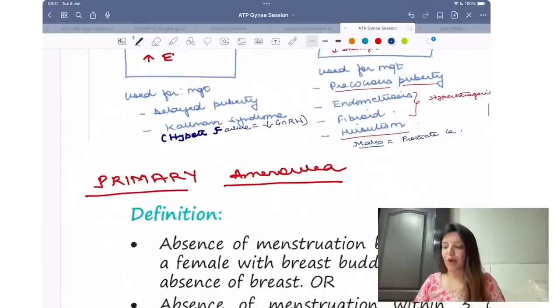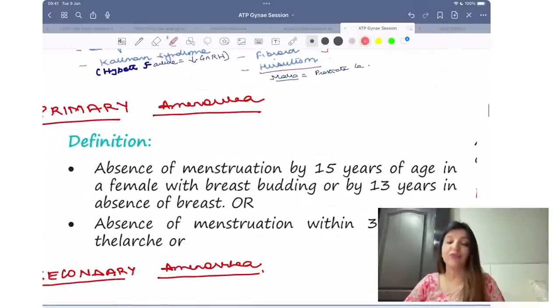Now, coming to primary amenorrhea. So many questions come from its definition alone.